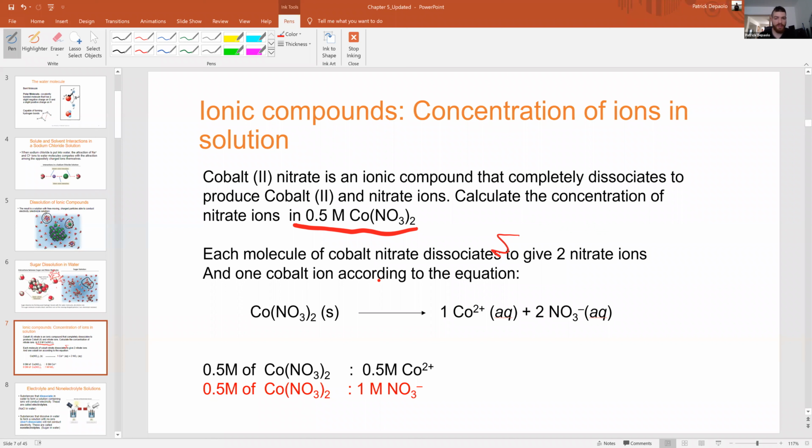But basically, what we're trying to talk about here is that when the ionic compound dissociates, or dissolves and becomes its ionic components, it's not always a 1-to-1 ratio, like NaCl. NaCl breaks up into, we know, Na+ and Cl-. But for cobalt-2 nitrate, it breaks up into 1 Co2+ and 2 NO3-.